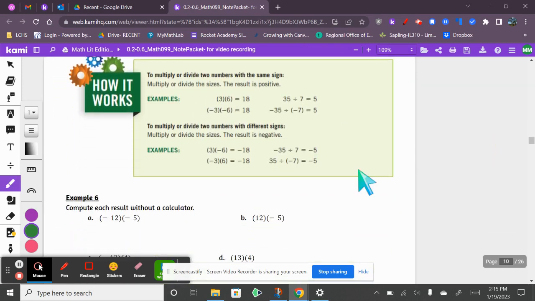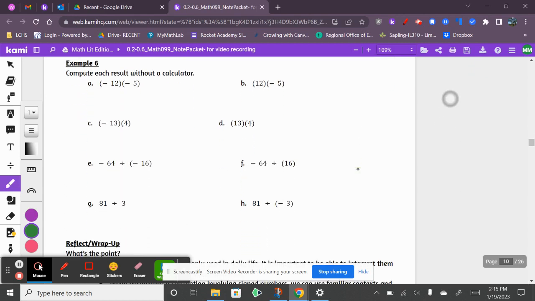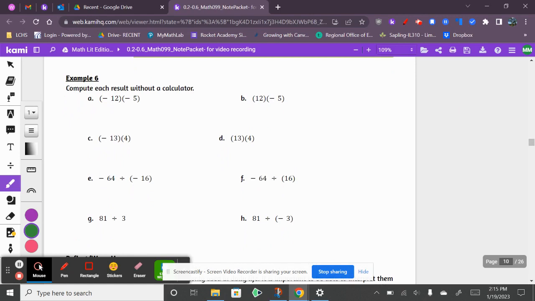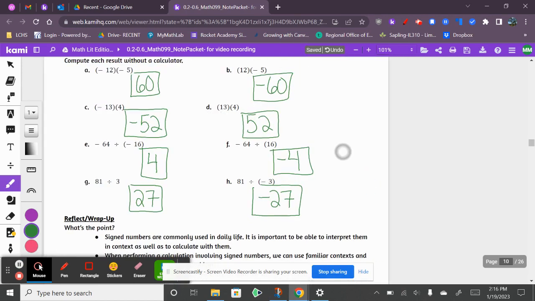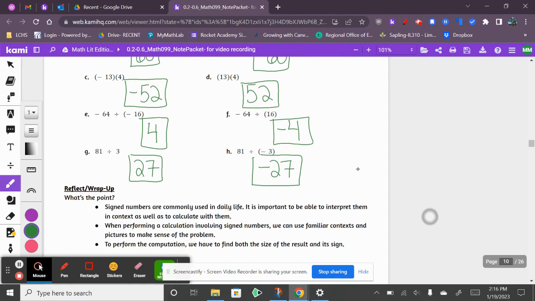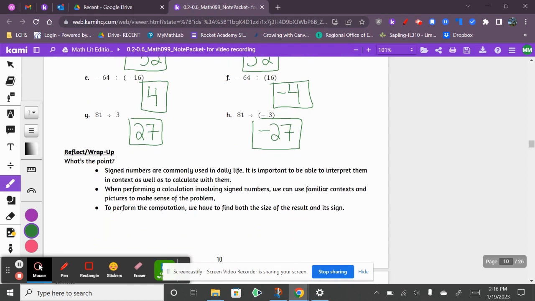These state the rules for multiplying and dividing. So on example 6, you will just practice putting these in your calculator. Again, I'll just pause the video and get the answers for you. Okay, so those are your answers for example 6, and that wraps up lesson 0.3.